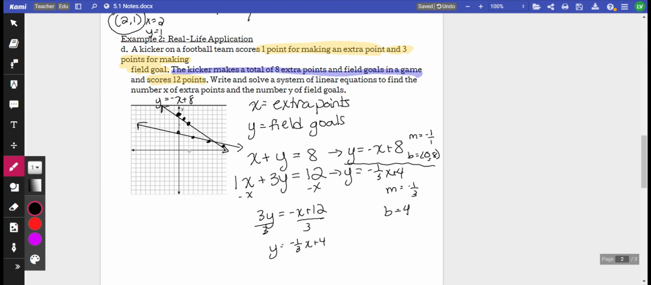So this intersects at 1, 2, 3, 4, 5, 6, comma 2. That point right there. So 6, comma 2. So x equals 6, y equals 2. So that means that you get 6 extra points and 2 field goals.